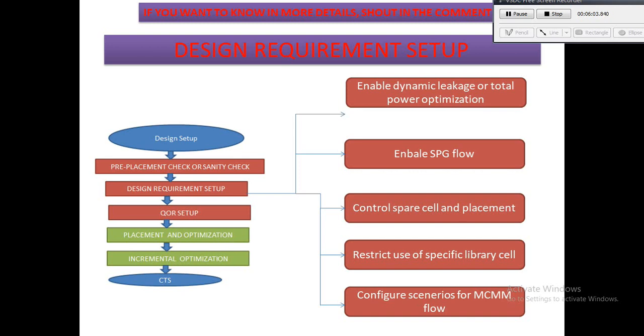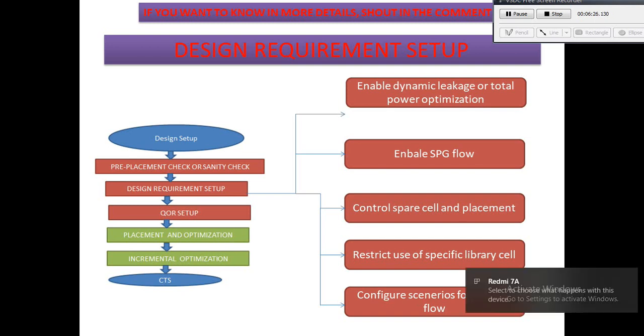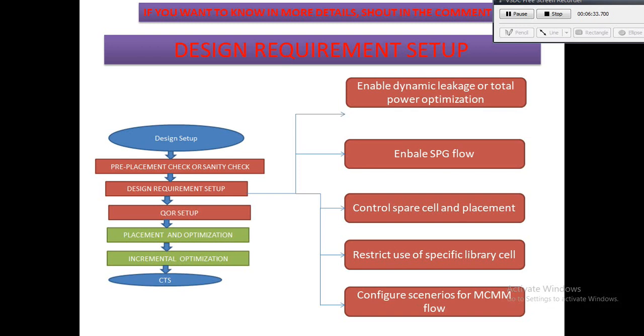Now coming to the design requirement setup, total power is a combination of leakage and dynamic power. So to enable the total power optimization, we apply the app options. For leakage, again we know that high VT has low leakage but is slow, and low VT cells are fast but have high leakage. So for leakage improvement, what we do is VT swapping. We change the LVT cells with identical RVT or HVT cells.